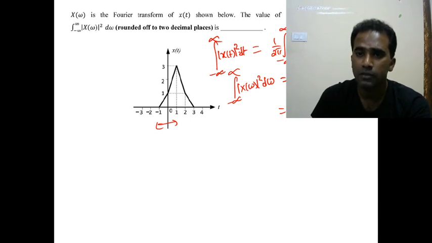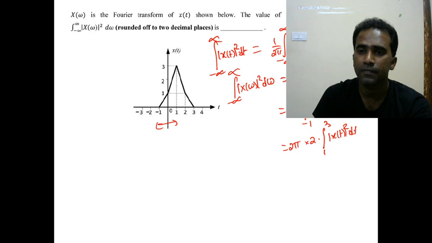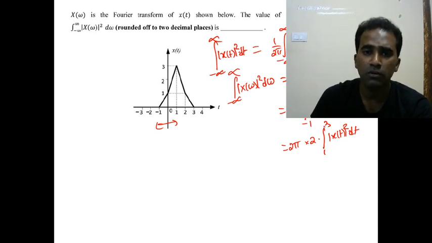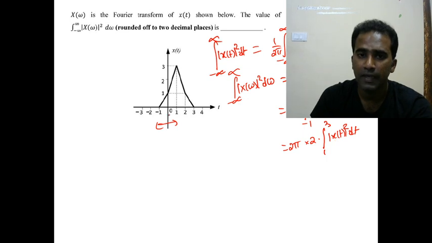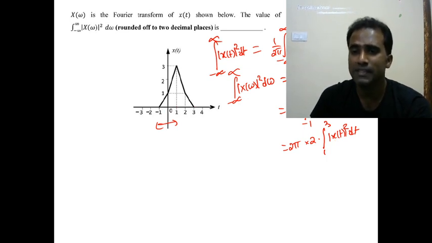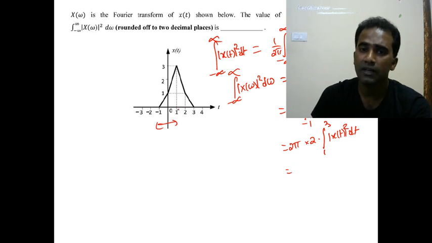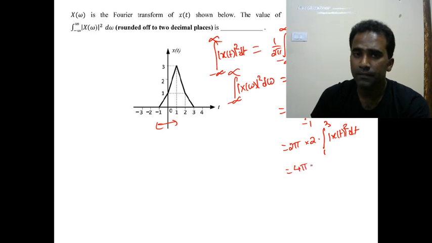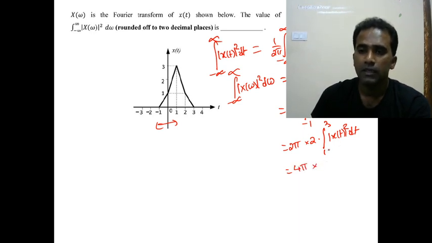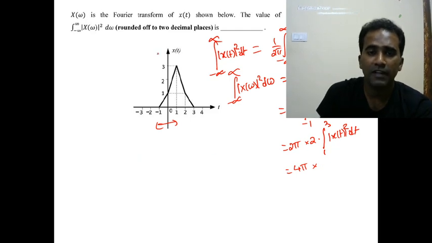So basically the meaning is, from minus 1 to 3, |x(t)|². Because the signal has symmetry with respect to 1, you can write it as 2 times the energy from 1 to 3, the integration of |x(t)|² dt. Or you can also write it as the integration from minus 1 to plus 1, no problem. Area from minus 1 to 1 or area from 1 to 3, both are the same. Or energy from minus 1 to 1 or 1 to 3, both are the same. So to find this, it is 4 times pi into... yeah. To find this, you have to write the equation of x(t).